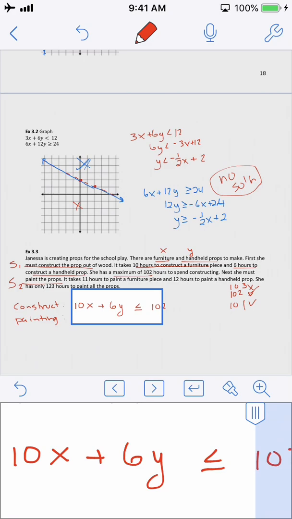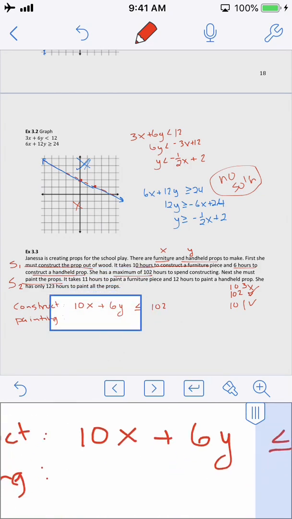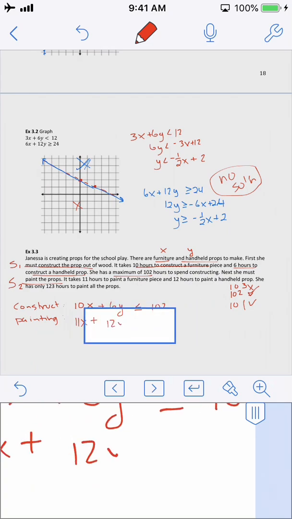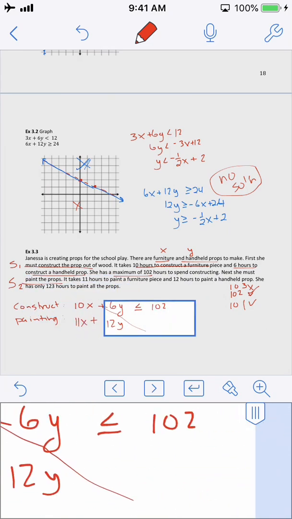I'm going to pause. You don't need to pause the video, but I'm going to wait right here for about 10 seconds, and you're going to come up with the painting equation. That's what I love about these problems, is you get kind of a dual chance. Okay, so I hope you read the problem again and said it's 11 hours to paint furniture gives you 11x, plus 12 hours to paint props gives you 12y, and that is a maximum of 123 hours, so less than or equal to 123. Hope that's what you got for the painting equation.